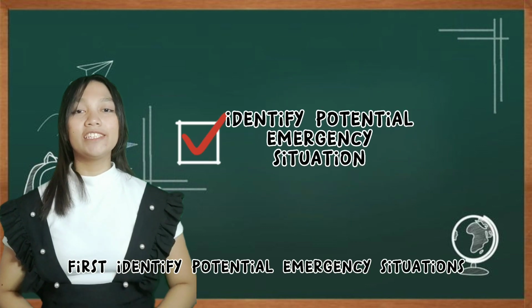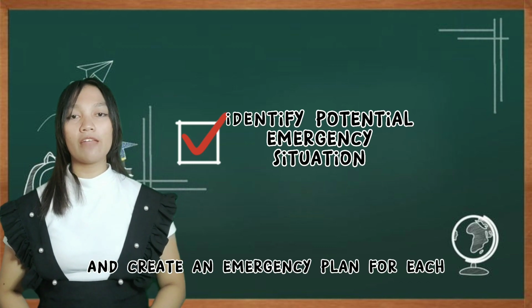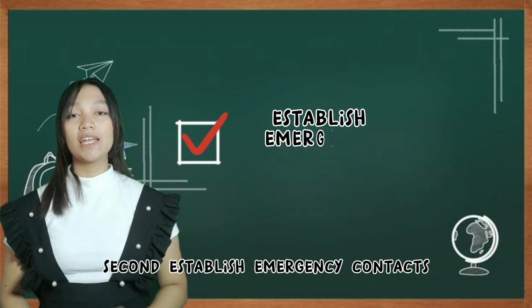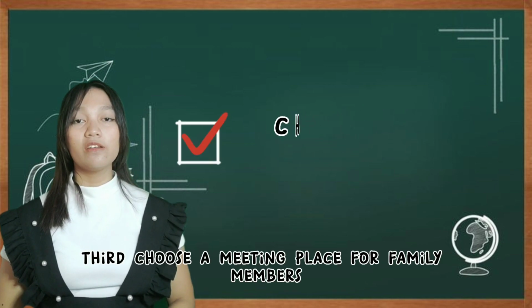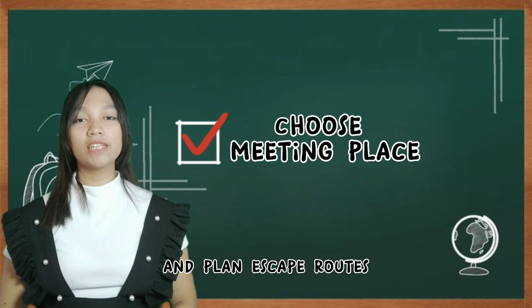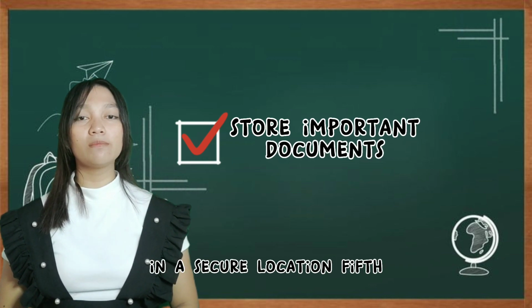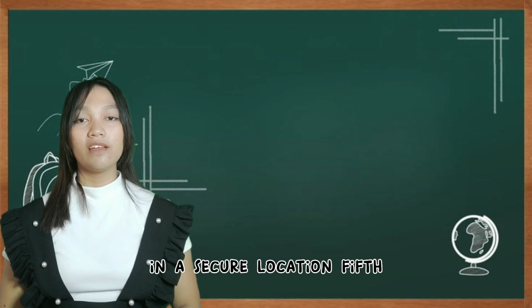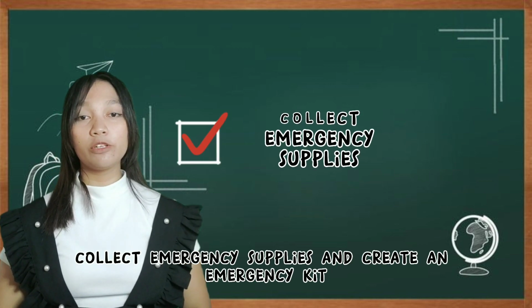First, identify potential emergency situations and create an emergency plan for them. Second, establish emergency contacts and communication plans. Third, choose a meeting place for family members and plan escape routes. Fourth, store important documents and items in a secure location. Fifth, collect emergency supplies and create an emergency kit.